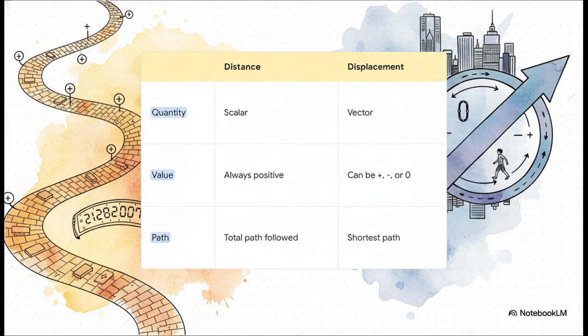This table breaks it down even more. Notice distance is a scalar. It's just a number, like miles on your car's odometer. And it's always positive, right? Because every step adds up. Displacement, though, that's our first vector. It's got a direction. And because of that, it can be positive, negative, or even zero. Think about it. If you walk all the way around the block and end up right back on your doorstep, you've walked a pretty big distance, but your displacement is zero.